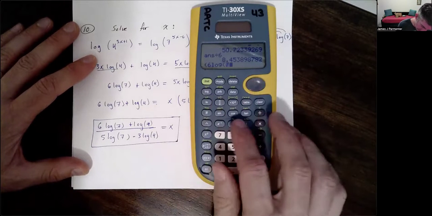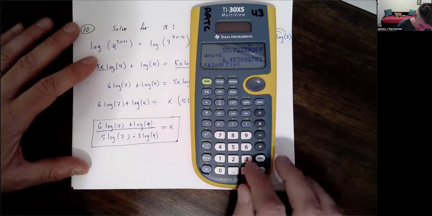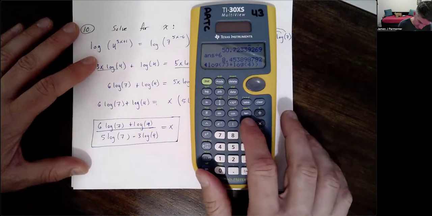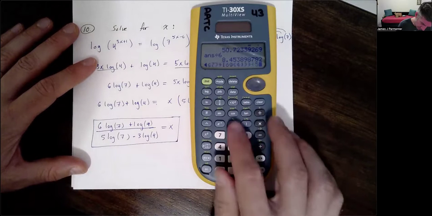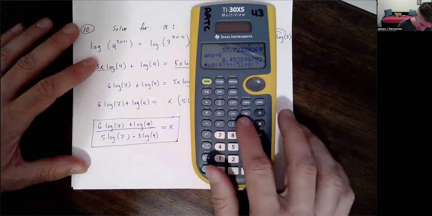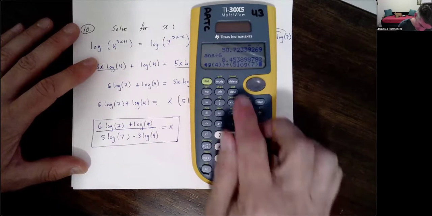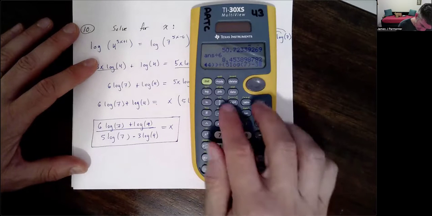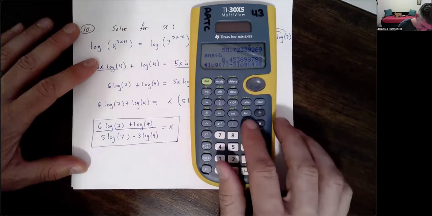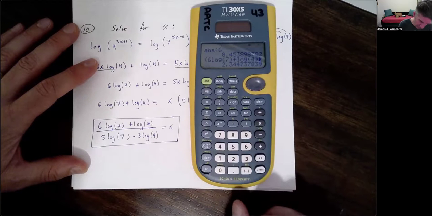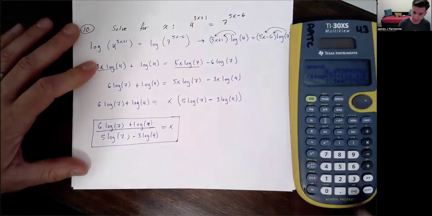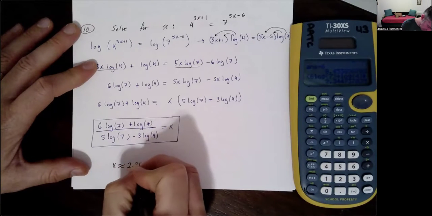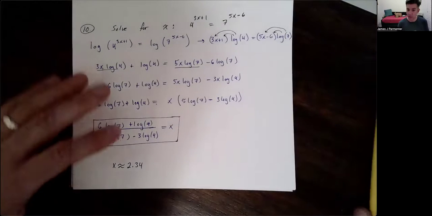Log of 7, close the parenthesis, plus log of 4, close the parenthesis, and now close the numerator parenthesis, divided by 5 log of 7, close the parenthesis. I put parentheses around my denominator here, so I'm going to close at the end, and then minus 3 log of 4. And then close the parentheses for the denominator. That should be good to go. We get about 2.34. So notably, x is approximately 2.34. But again, you usually don't do that unless you're asked to do it.